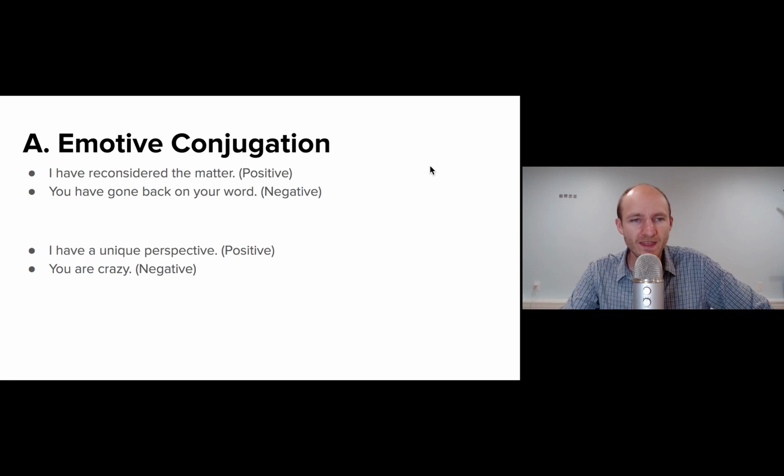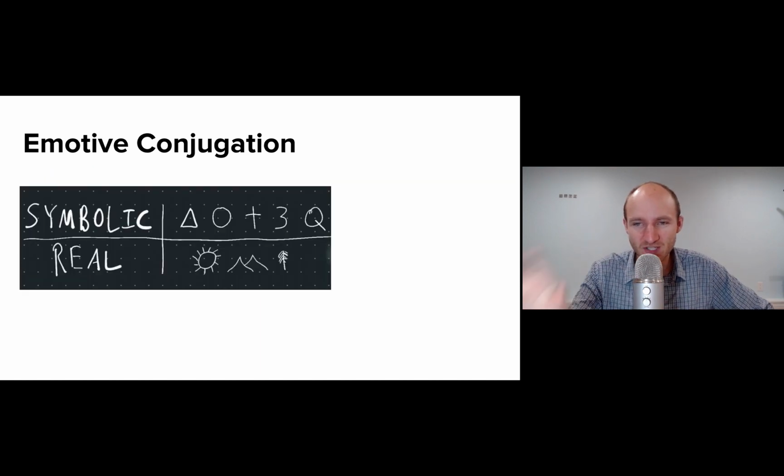And so the idea here is, if you change your mind on something, a positive way to spin that is to say, I have reconsidered the matter. But if someone else changes your mind, you say, wait a second, you've gone back on your word. So it's a negative version. You can do this as well with something like, hey, I have a unique perspective on the world versus you are crazy. So being able to hear those positive or negative switches.